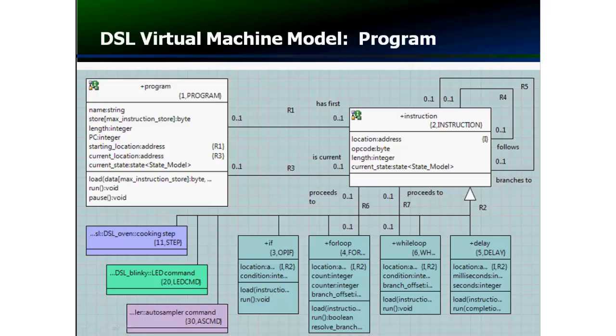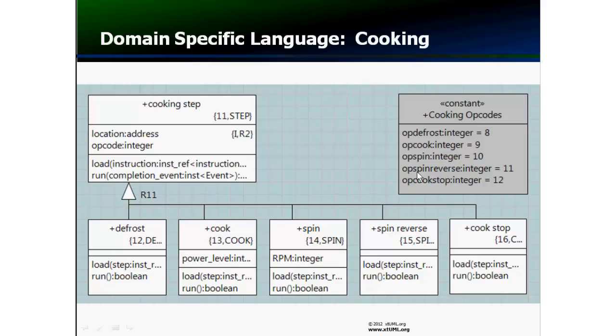This program model is found inside the DSL component, and it is the model of the language itself, having the common shared language parts and then the specific language instructions being in these off-page connectors. One of those was the DSL for cooking, which we looked at at the beginning of the presentation, and has the instructions defrost, cook, spin, reverse, and stop.